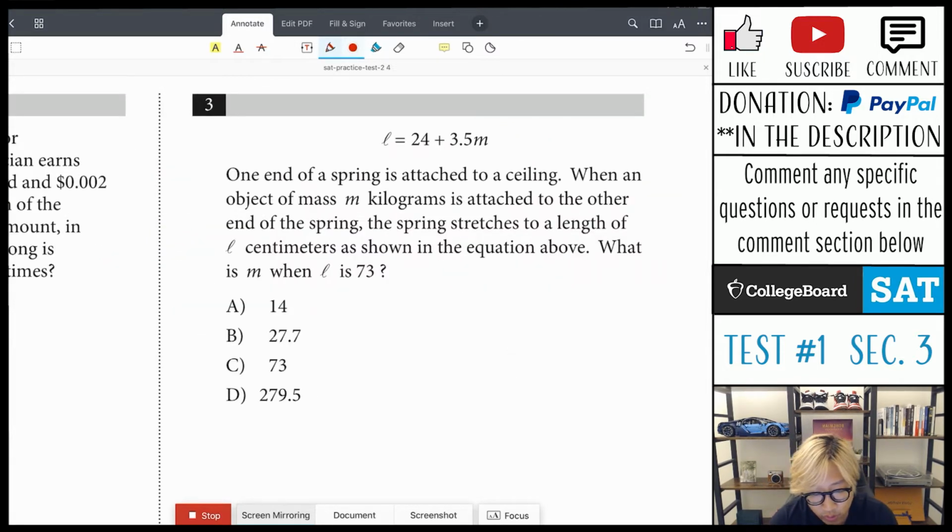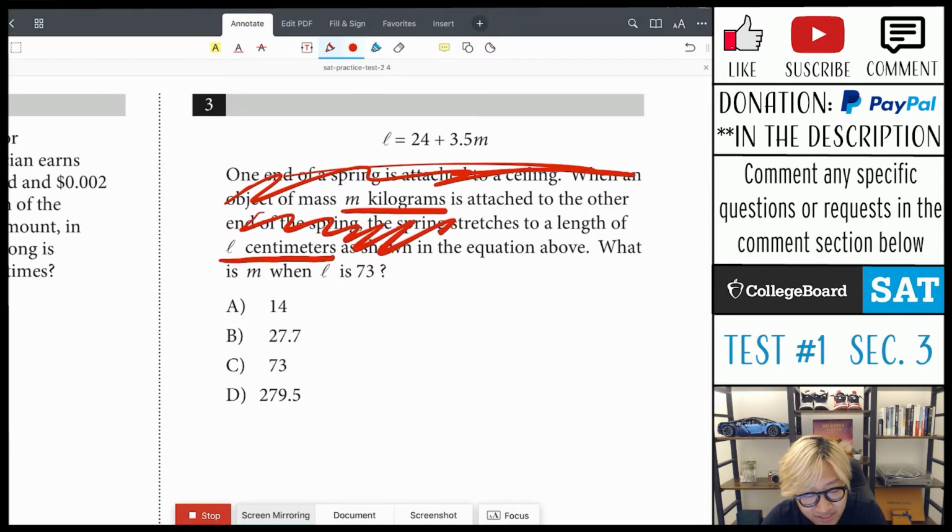Number 3, one end of a spring is attached to a ceiling when an object of mass m kilograms... Don't read any of this. M kilograms, L centimeters. The rest can just go. What is M when L is 73?